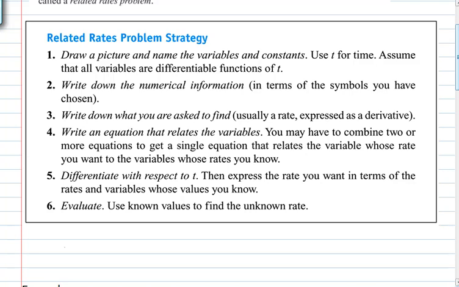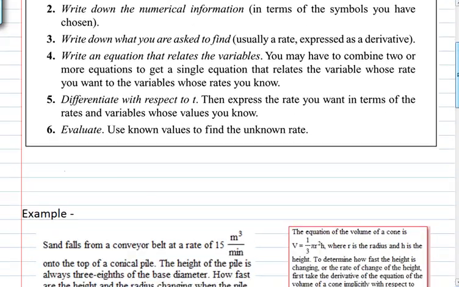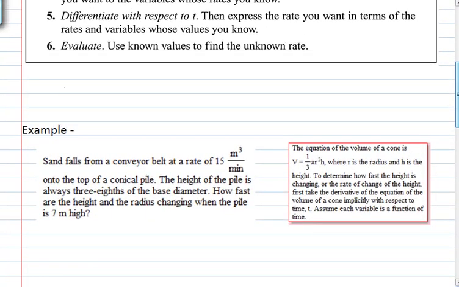Number 2, write down the numerical information. Label everything you can. Write down what you're asked to find. And then write an equation that relates the variables. You may have to combine 2 or more equations to end up with all the variables in the right place. And then take the derivative with respect to time.